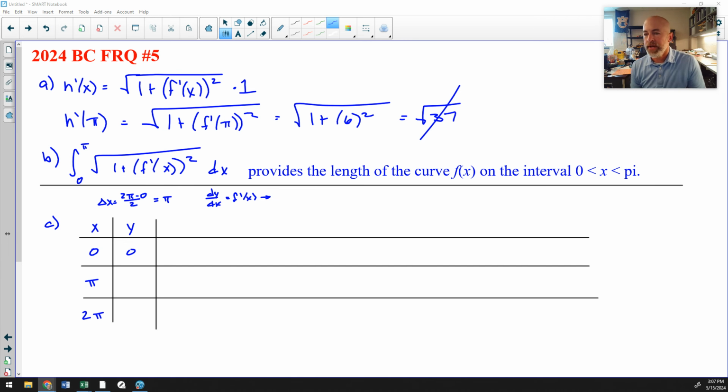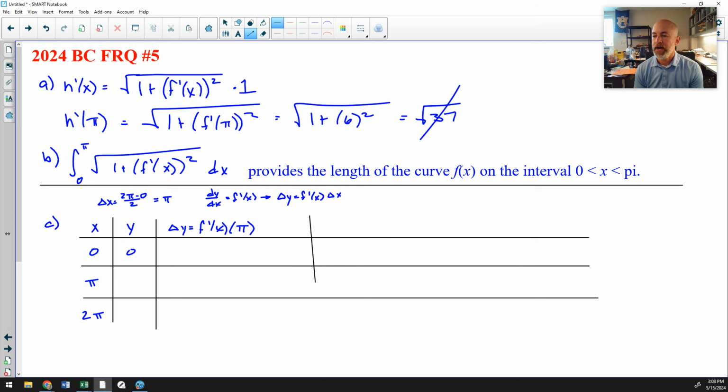All right, so now if I multiply both sides by the dx, and I turn my dy dx into delta y over delta x, I find out that delta y is f prime of x times delta x. And so that's what I'm going to put down here. Delta y is f prime of x times delta x, which is pi. So I'm going to replace the delta x with a pi. And then I like to put another column over here on how I am computing my new y coordinates. My new y coordinates are my previous or my old y coordinates plus my newly found delta y. And now we start working this out.